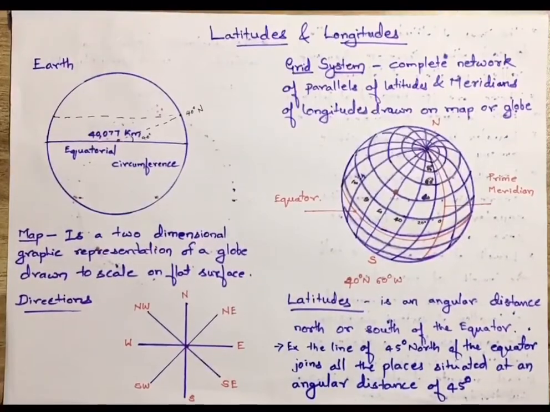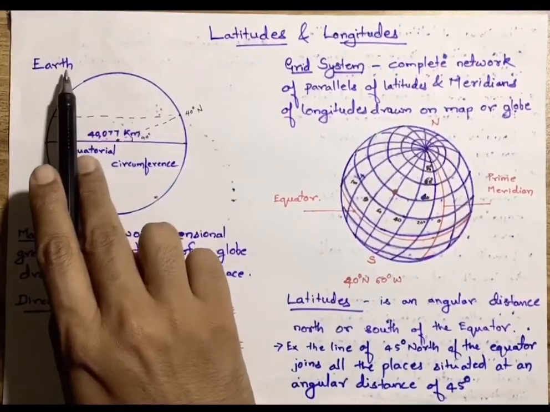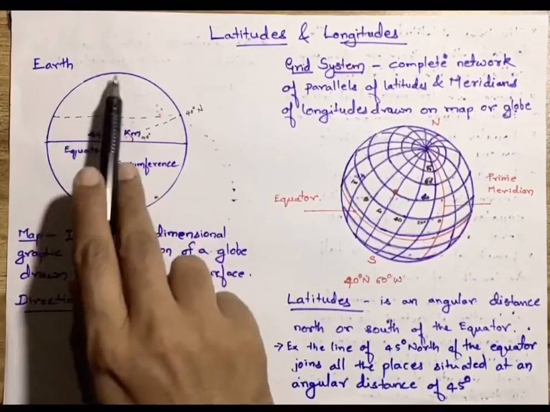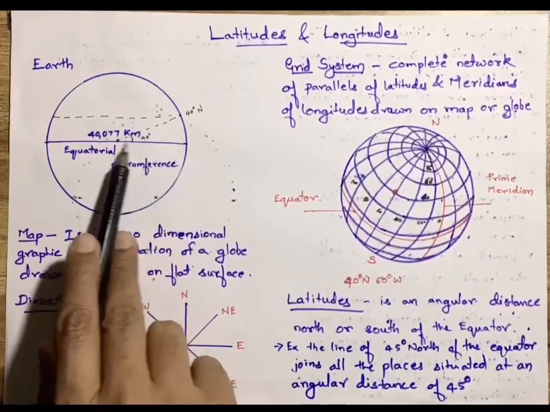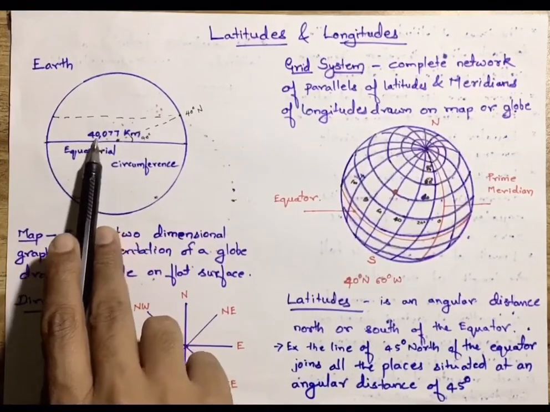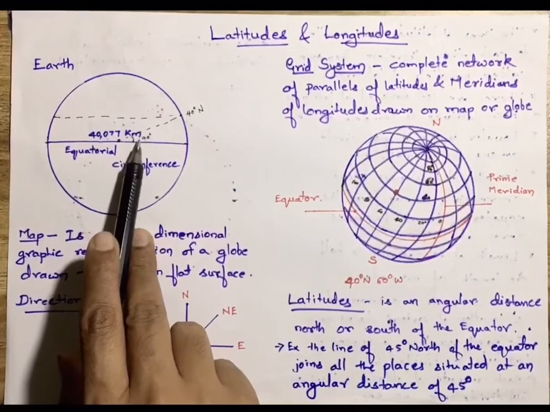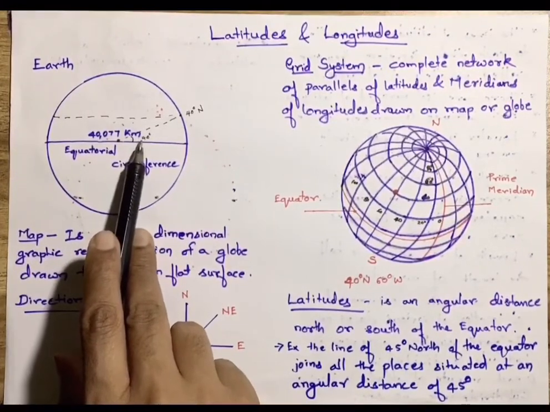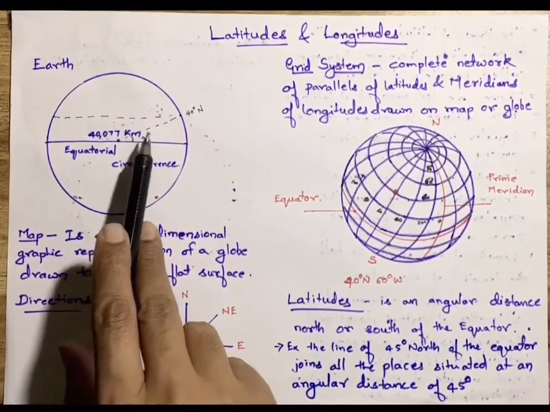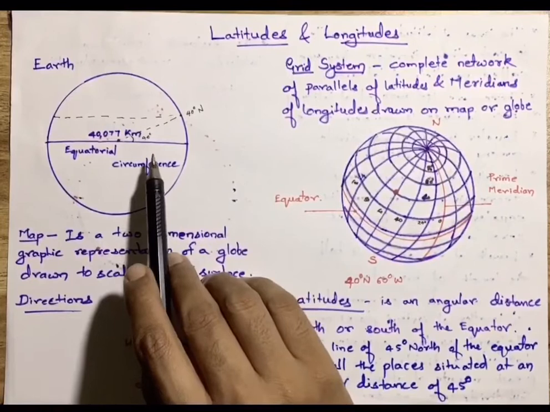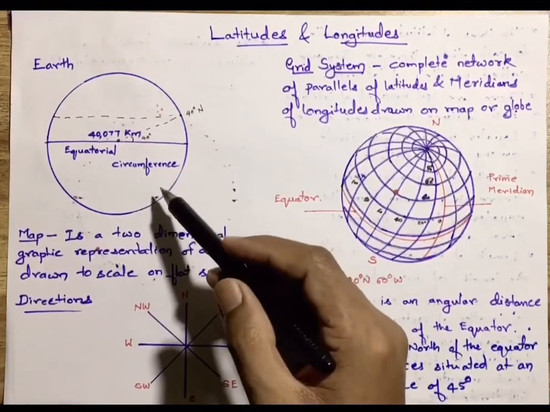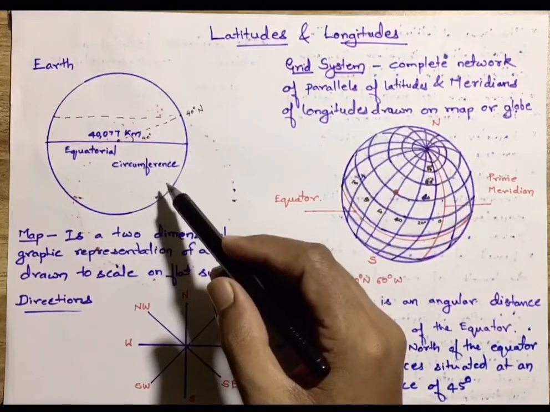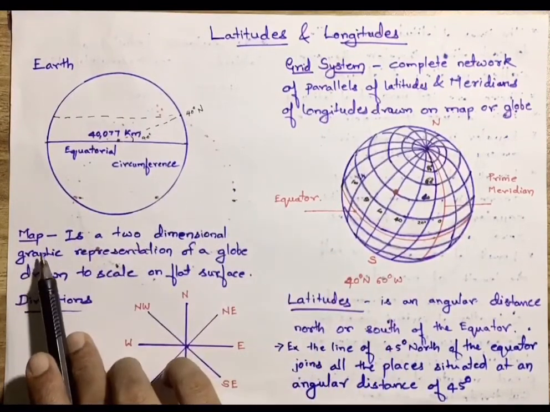Okay, students. Now, when you talk about Earth, Earth is a very big planet. When you look at the equator, the circumference near the equator is about 40,077 kilometers. So, it's a very big planet. If you want to locate places on the Earth, you need to have a globe as a model to locate places on the Earth at a glance. But again, to have precise location or accurate location, you need to have a map with you.